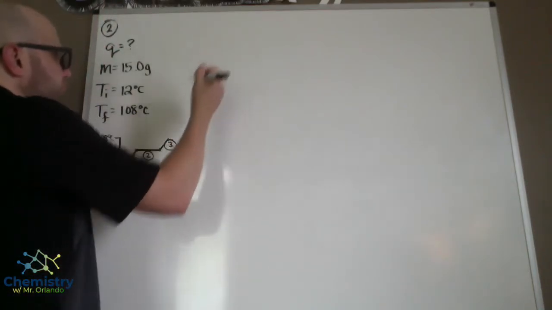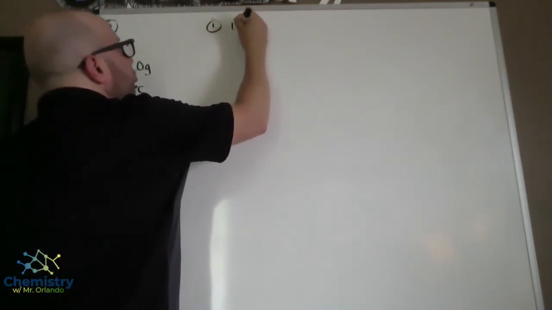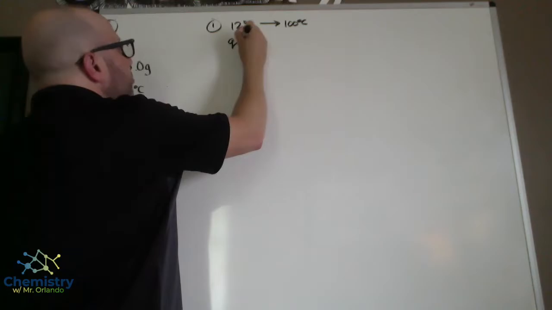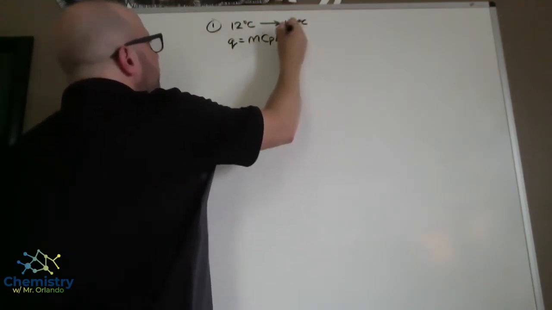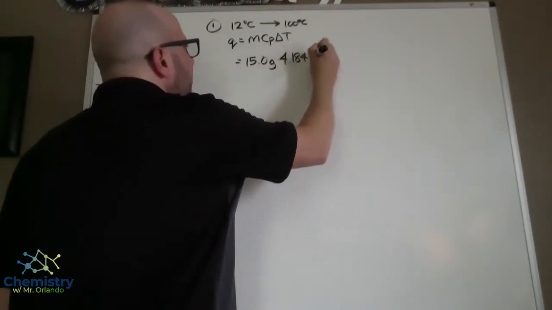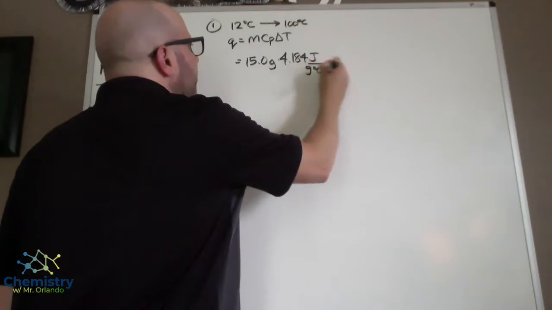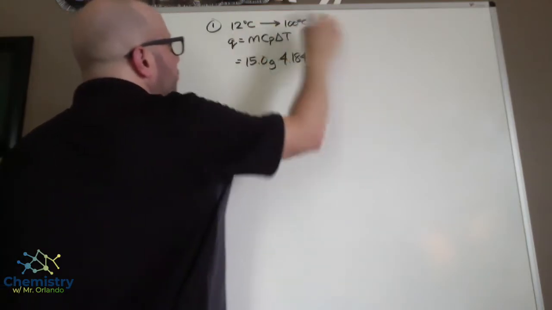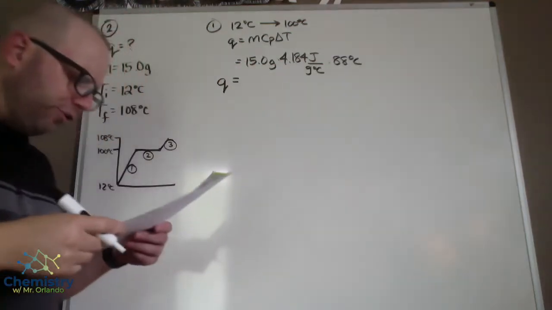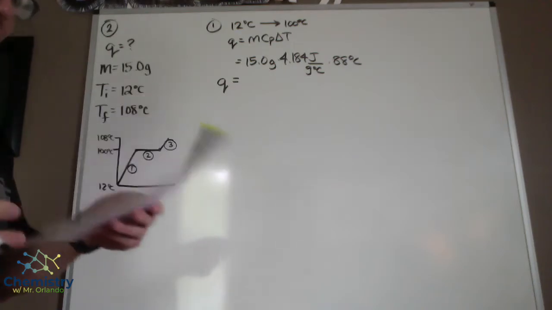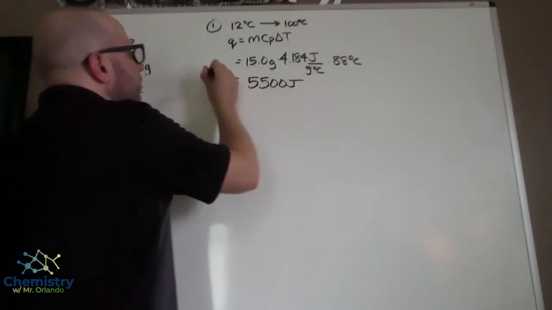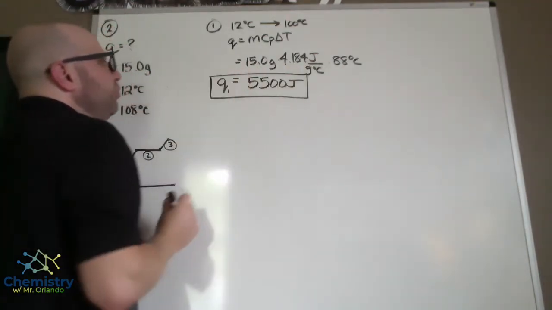So let's look at the first part. So part 1 of this, which is going from 12 degrees Celsius all the way up to 100 degrees Celsius. We have Q equals mCp delta T. Our mass is 15.0 grams. Our constant is 4.184 joules over grams degrees Celsius. And our change in temperature from 12 to 100 is 88 degrees Celsius. Therefore, our value for Q for the first part turns out to be 5,500 joules. So that's kind of Q for part 1.